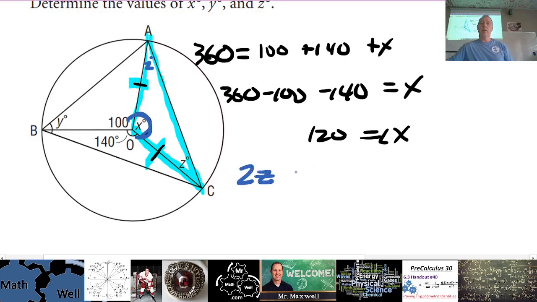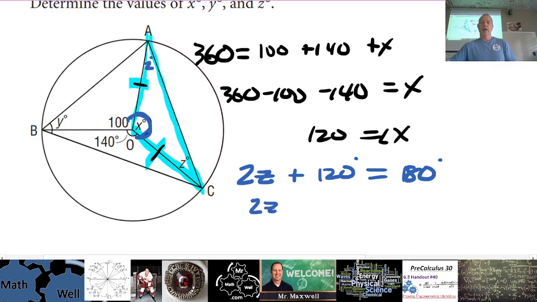How do you get 180? Just to remind us, all the angles of a triangle have to add up to 180 degrees. All three angles. Okay? So 2Z plus 120 equals 180 degrees. You have two missing angles, but you only have one missing variable. So you can solve this easily. As long as you have an equation with only one missing variable, you can always solve it. Well, pretty much always. That's what you're looking for.